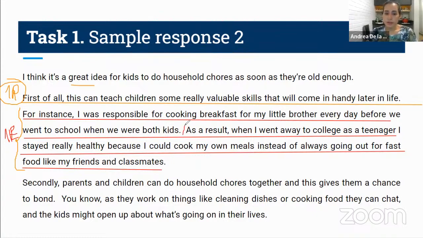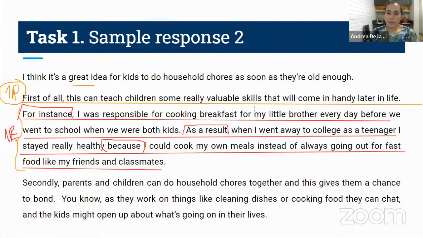Now, what do I like about this example? It is well connected, it has good transitions. For instance, as a result, he could have said so, but he said as a result, which is better. Maybe he could have used a better one here, but it's well connected. Second thing, it is very detailed. Where are the details? What are the details in this example?